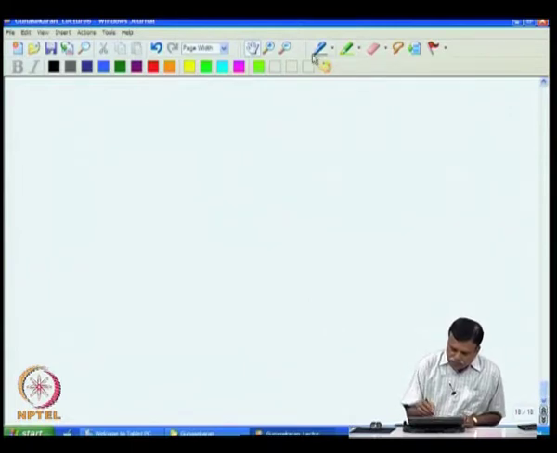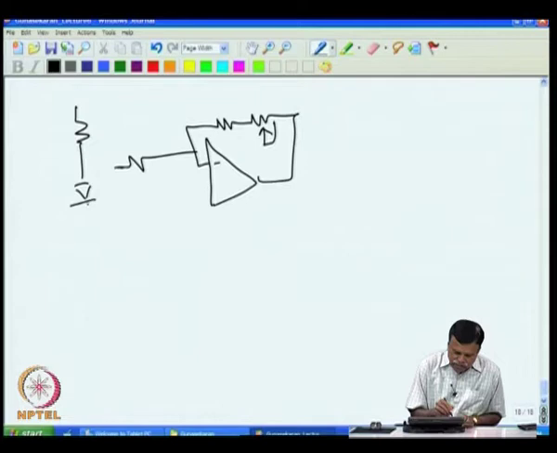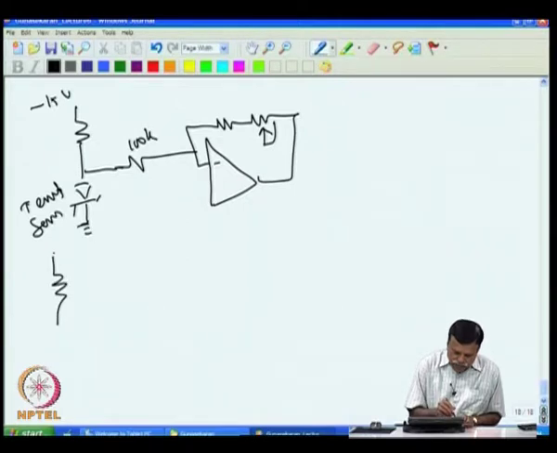Now, let me redraw that circuit here, so that it is easier. I combine the potentiometer and this, and on the other side I have this connected to the temperature sensor, that is connected here, that is minus 15, this is the temperature sensor, this is 100K, and then I have this plus 15 and the Zener voltage, and then we have this and this.